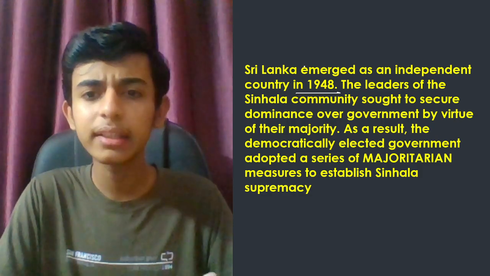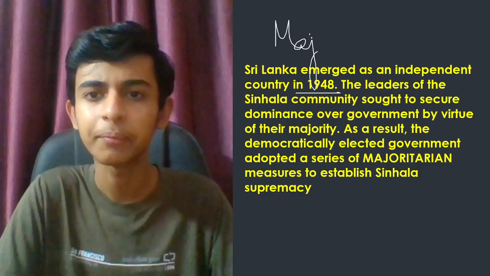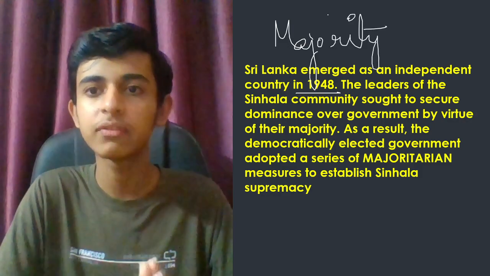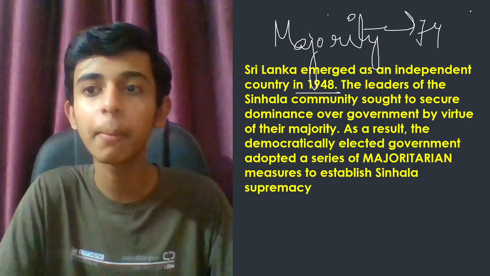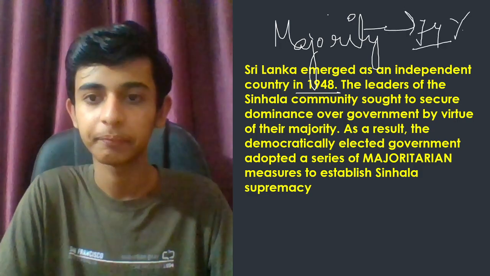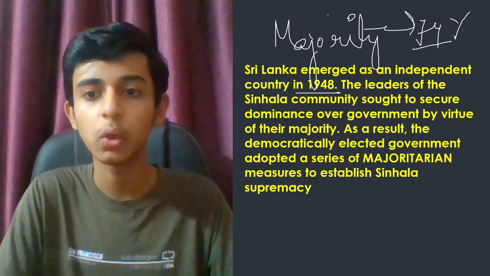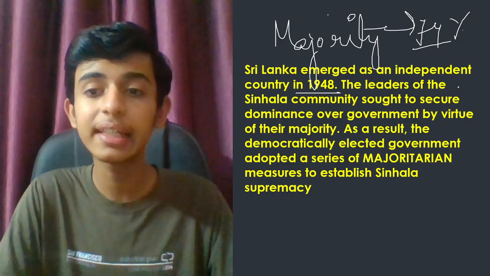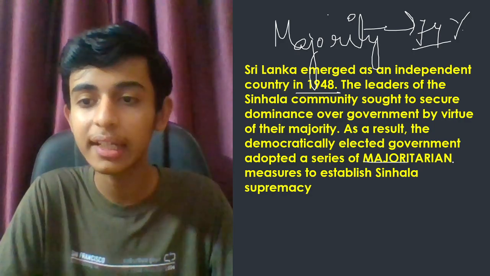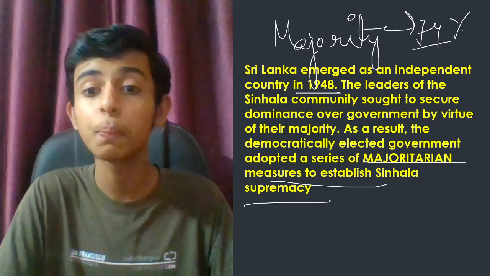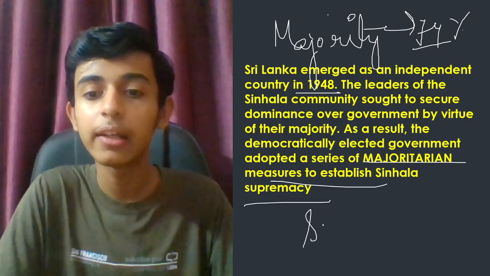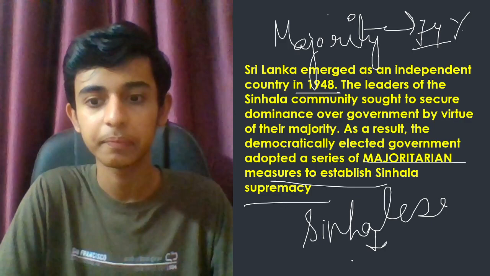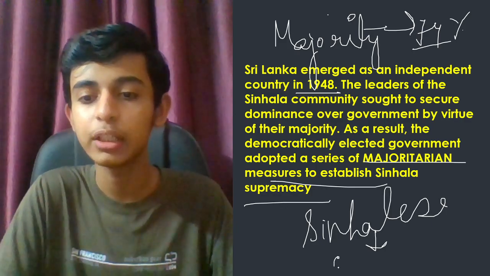So the leaders of the Sinhala community sought to secure dominance over government by virtue of their majority. The Sinhala people thought that we are in majority, and they used to think the majority is always going to win because we are more in number, about 74%. So we should be dominant over the government because of our majority. As a result, the democratically elected government adopted a series of majoritarian measures to establish Sinhala supremacy. So you can imagine, the Sinhalese people were overconfident and they became egoistic.